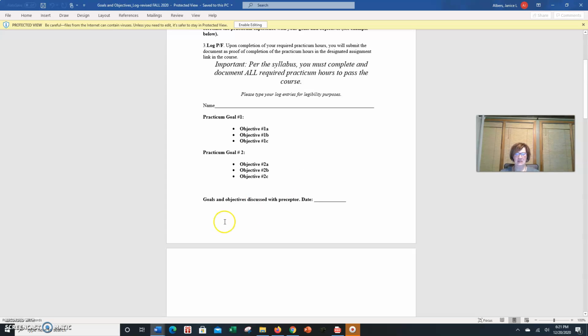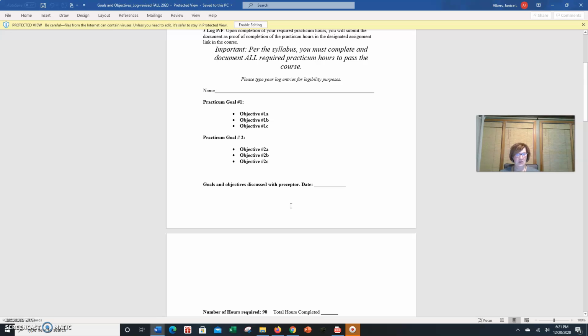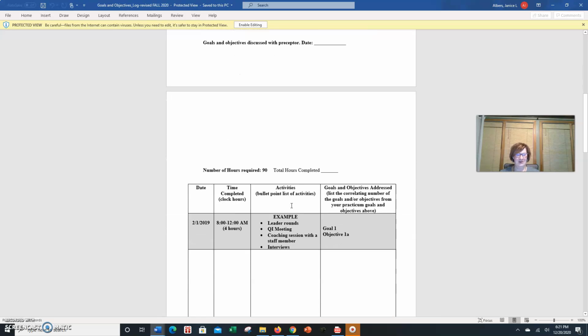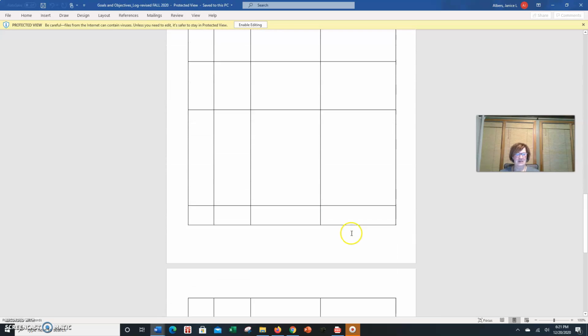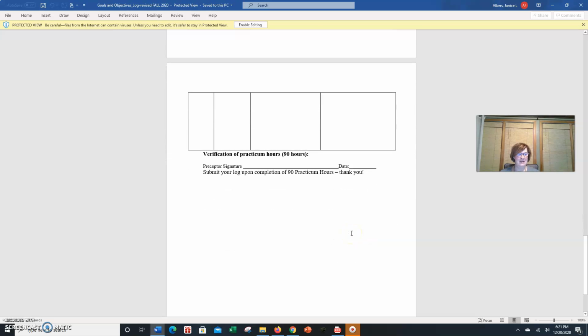And backing up just a little bit, your preceptor does have to approve your goals and objectives, and please do type your logs so they're very legible. This is just a document that will expand as you type. And when you're all finished with all of your hours, your preceptor does need to sign as a verification that you did indeed complete all of those 90 hours.